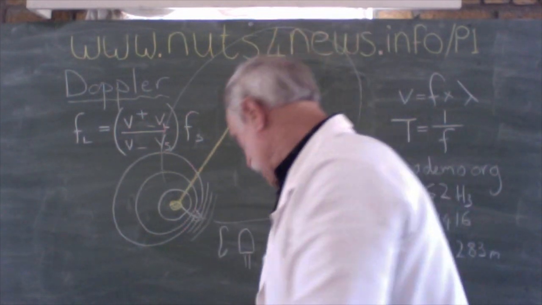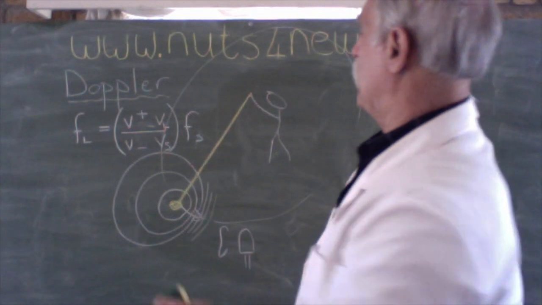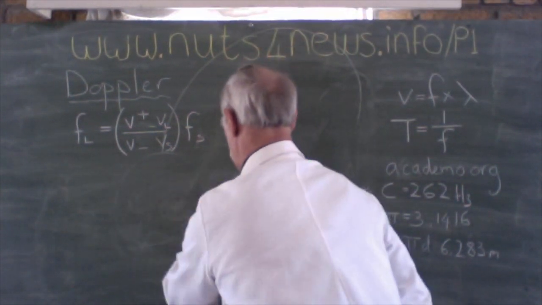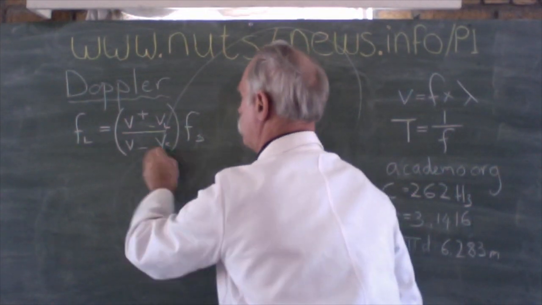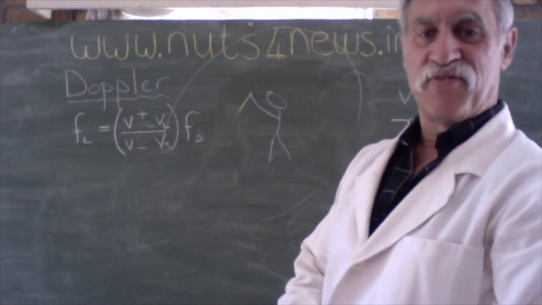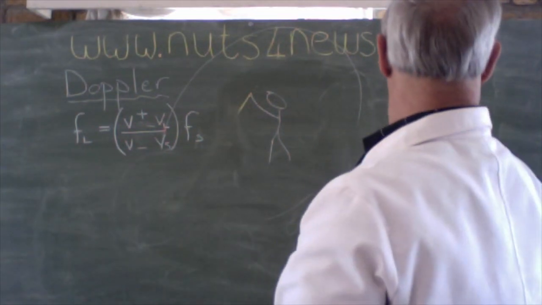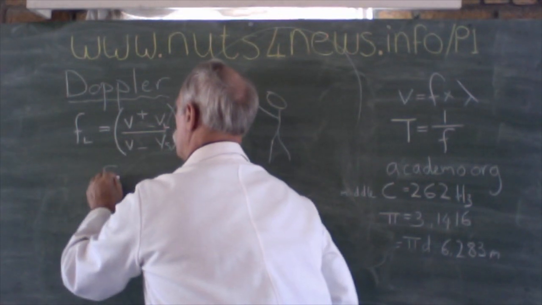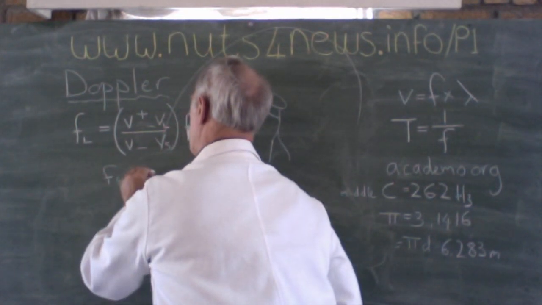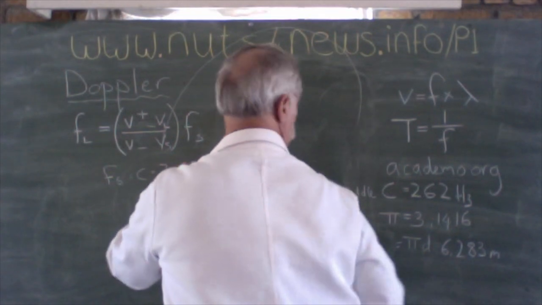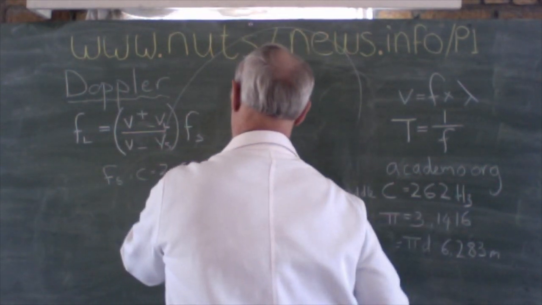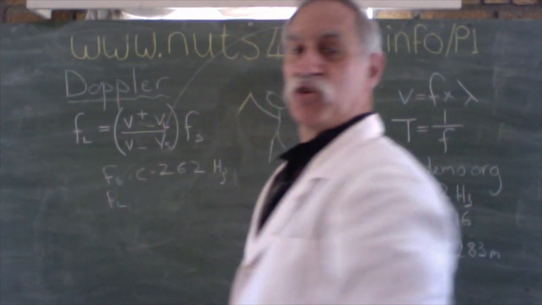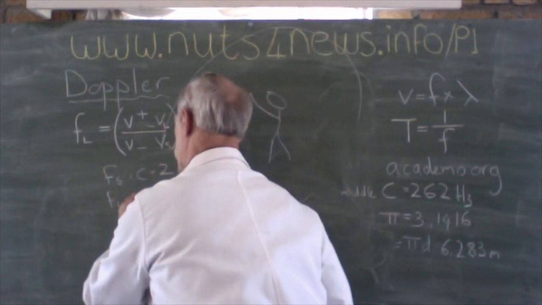Now, let's do a classical Doppler problem. So where do we start with all problems? We write down the values that we're given. So we've got the frequency of the source. Frequency of the source is middle C, which is equal to 262 hertz. The frequency of the listener we're trying to figure out. So let's put a question mark there.